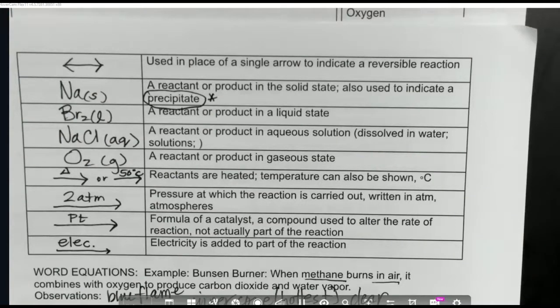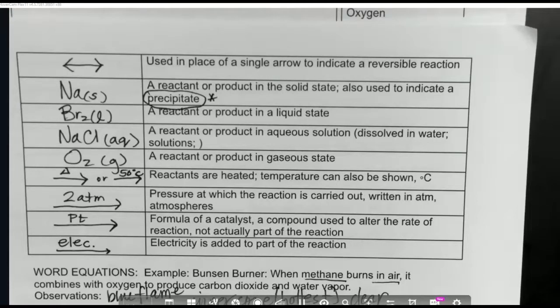If I have a reactant or product in the liquid state, we will use a little L. If I have a reactant or product in the aqueous state, that means that it has made a solution. In other words, it has been dissolved in water. So we use AQ in parentheses. If I have a reactant or product in the gaseous state, then we are going to use G.